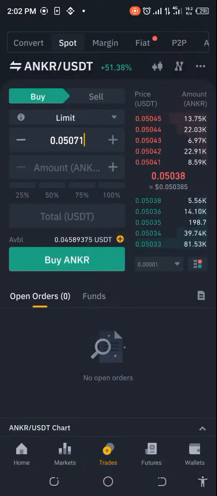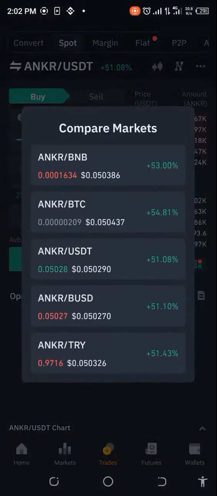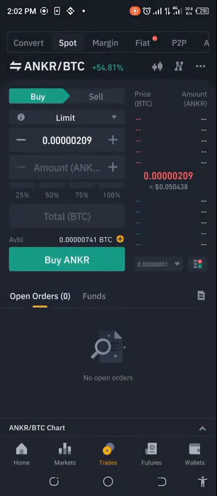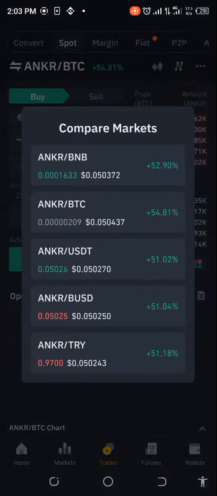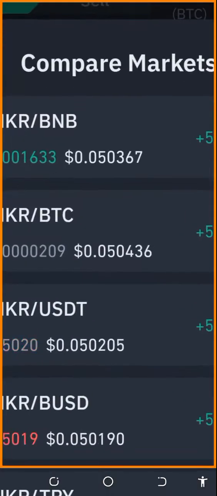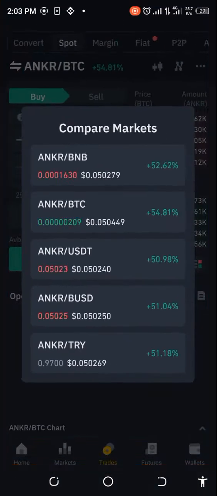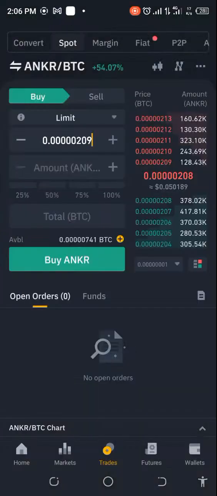Okay, so let's go to the compare markets and pick BTC. Let's check what it is because we want to make sure that we don't sell at a loss. Okay, so it's currently on 0.504. I'm just going to wait a little for it to get to 0.510. Once it gets there, I'll be back to place my sell. See you shortly. Okay, so I'm actually back and I'm just going to put it on a sell limit.